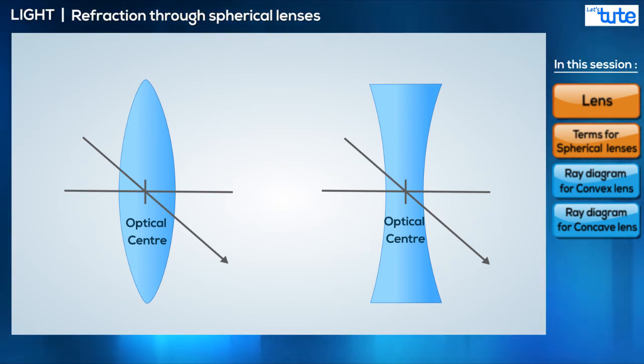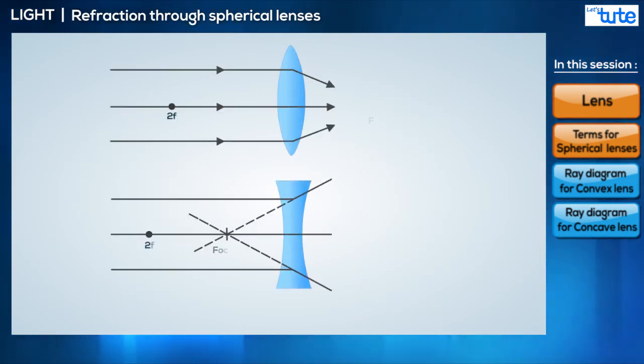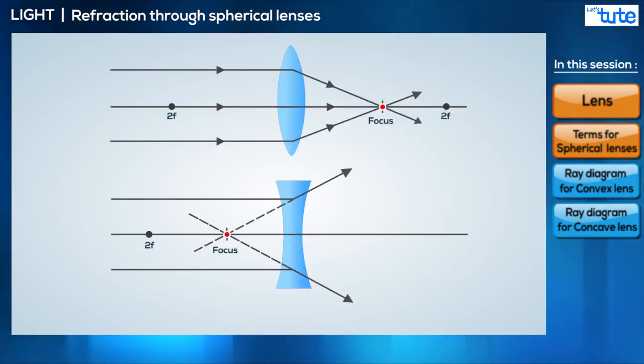The next term is a familiar one, the focus. This is a point where the rays parallel to the principal axis converge or seem to diverge from. Lastly, one somewhat new term is what we call 2f. 2f represents twice the focal length of the lens.